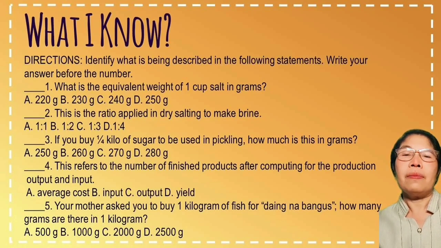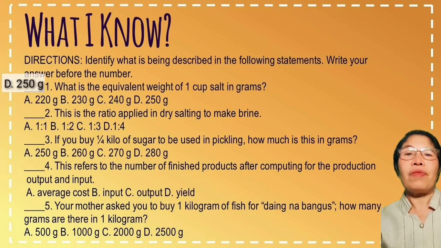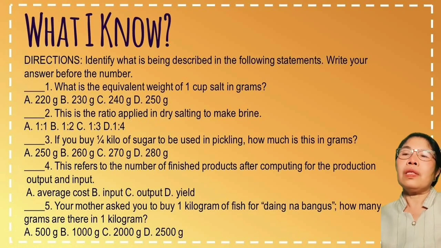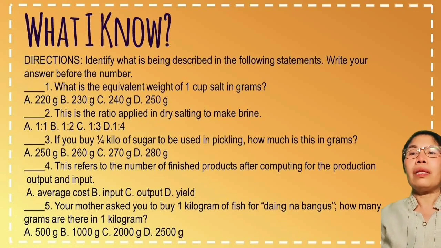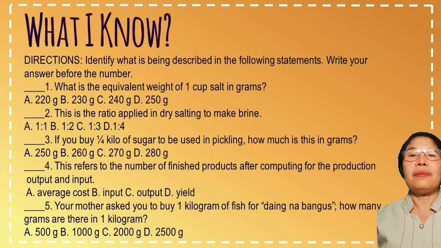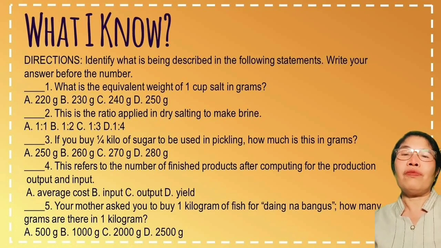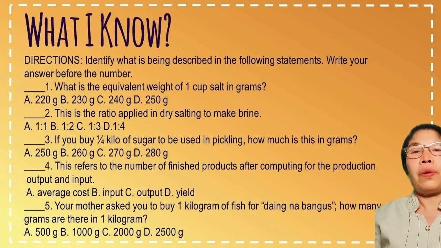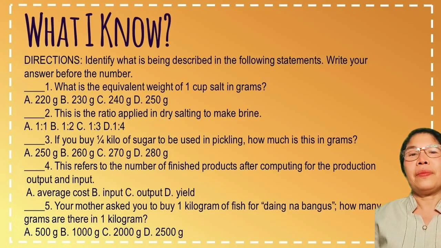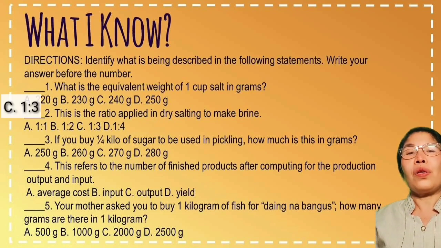Okay, what's your answer? Very good. It is letter D, 250 grams. How about number 2? This is the ratio applied in dry salting to make brine. Is it A, 1:1, B, 1:2, C, 1:3, D, 1:4? Which of those 4 options is the correct answer? Very good. Letter C, 1:3.